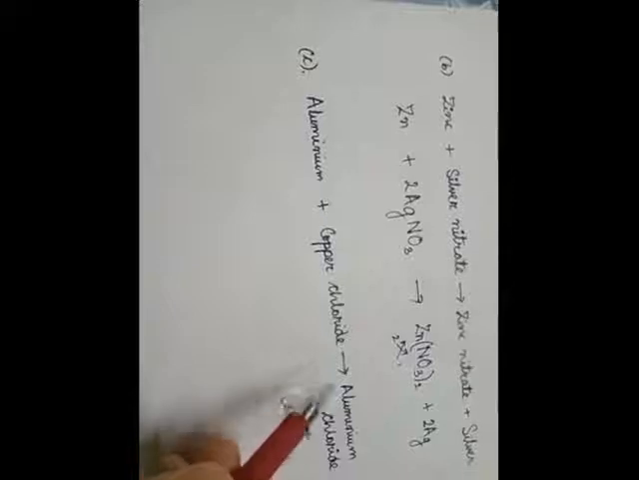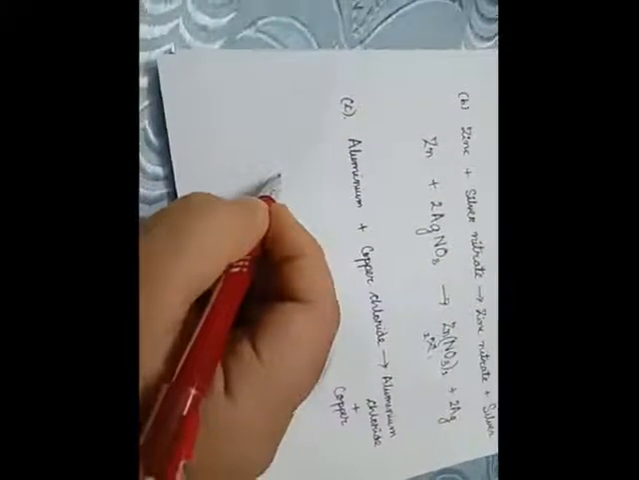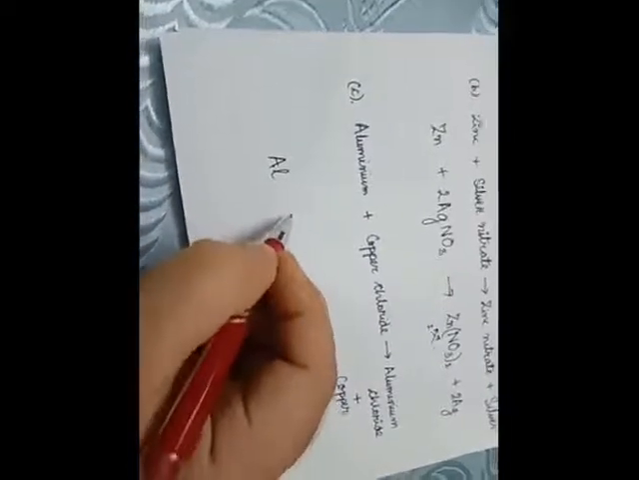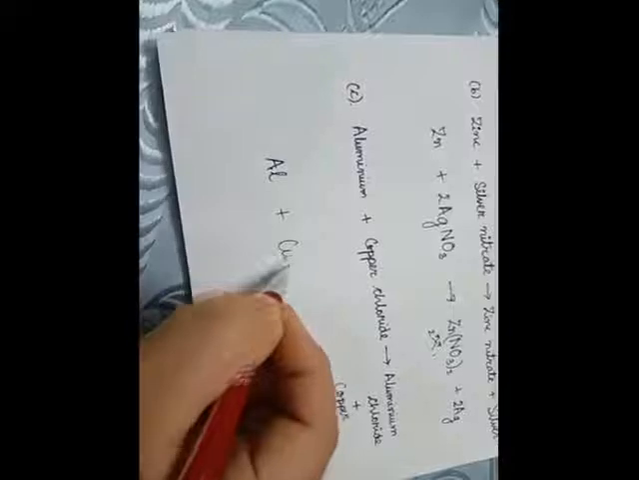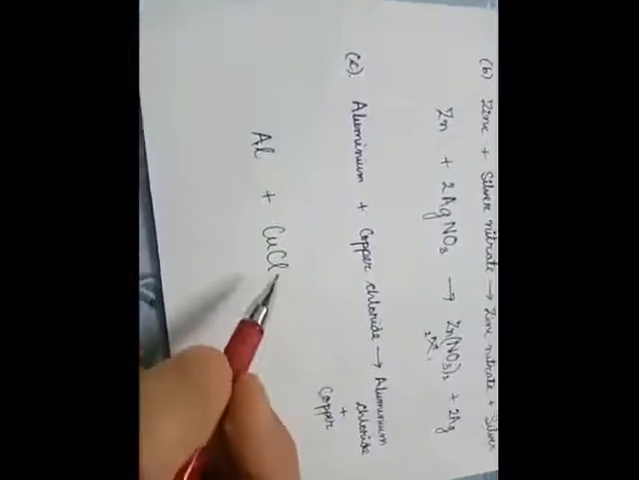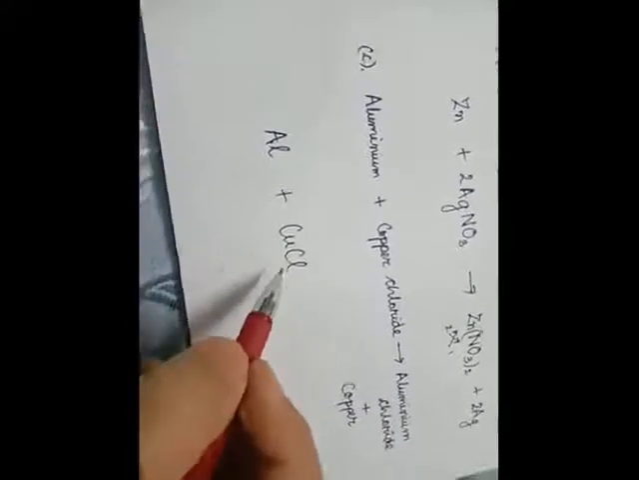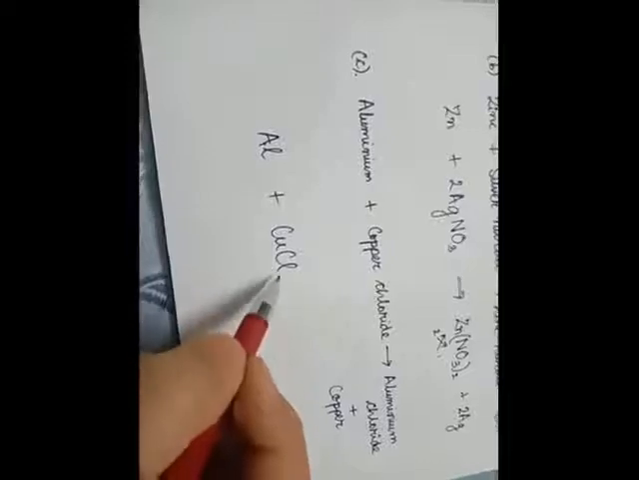Aluminium plus copper chloride produces aluminium chloride plus copper. The symbol of aluminium is Al and that of copper chloride is CuCl. Now the common valency of copper is 2 and chlorine is 1, so it will be CuCl2.